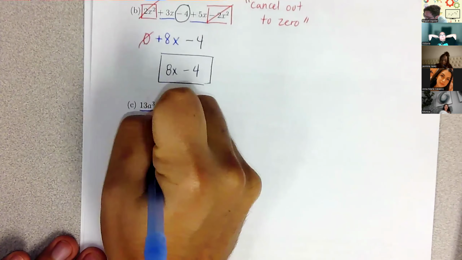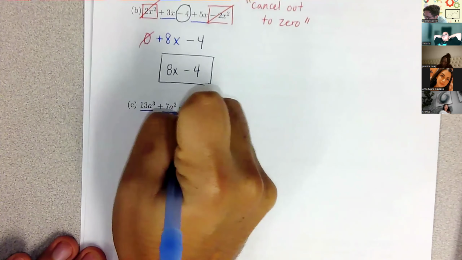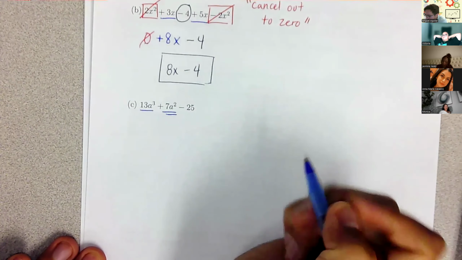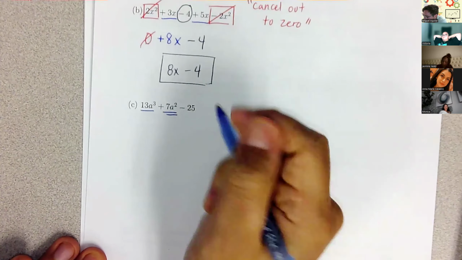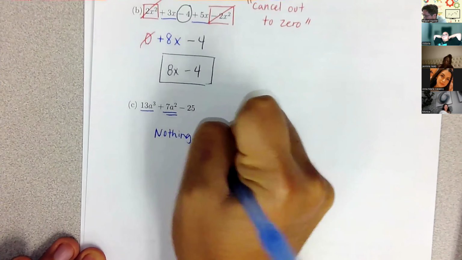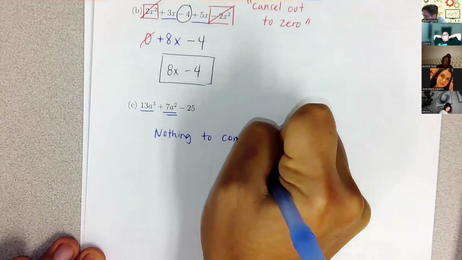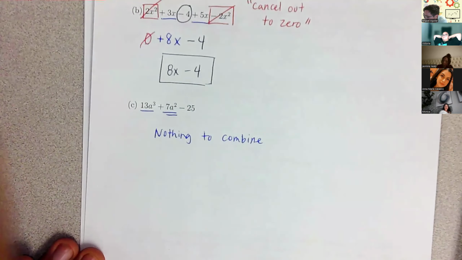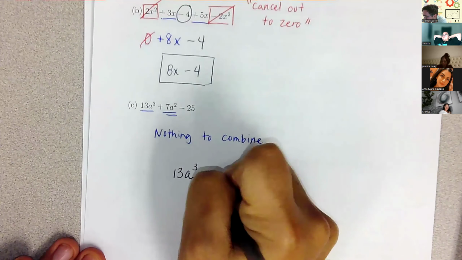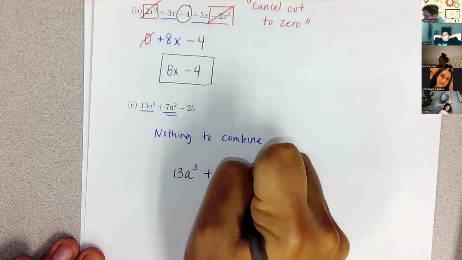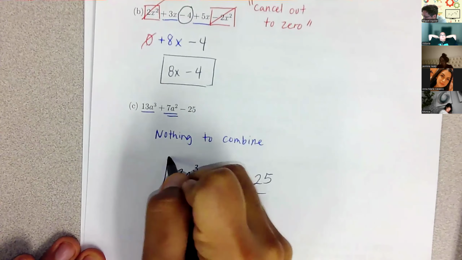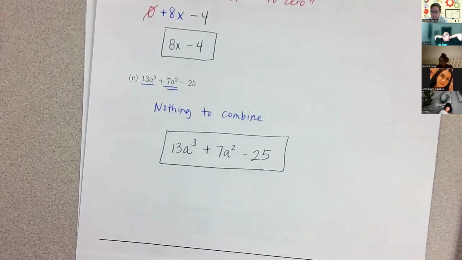But this is a to the third power. This is a to the second power. Those are not like terms. And then we have a constant. So there's nothing to combine. So you could either write down nothing to combine, or you could just leave it alone and say, this is just 13a to the third power plus 7a to the second power minus 25. And that's the final answer because you can't do anything there.